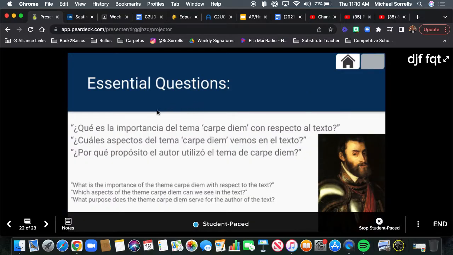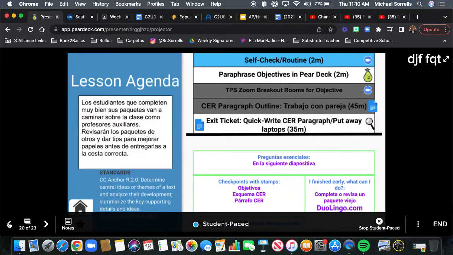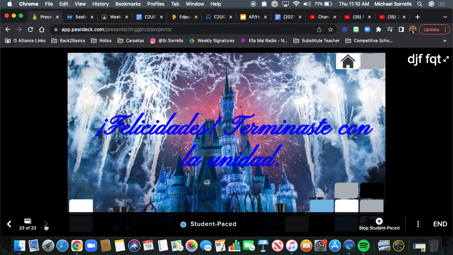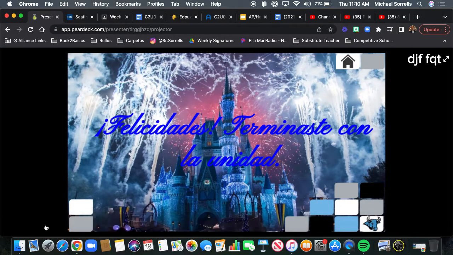If you have finished writing your, when you finish writing your CR, feel free to go back to the poem that you were writing last class. And you can finish that if you haven't for some reason. Once you finish both of those, felicidades, congratulations, you have finished our unit. And you can do Duolingo just for fun. All right, so you may now begin.